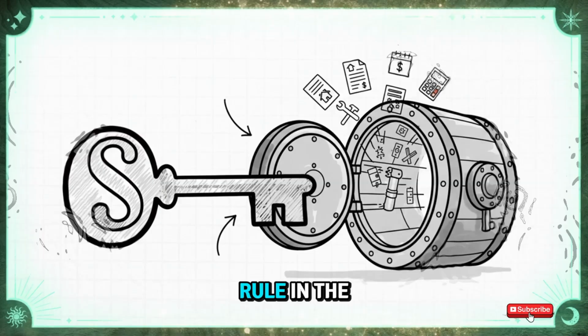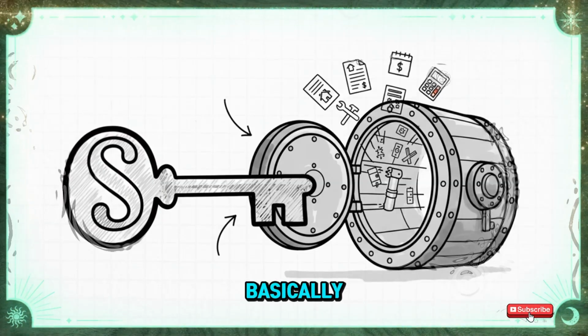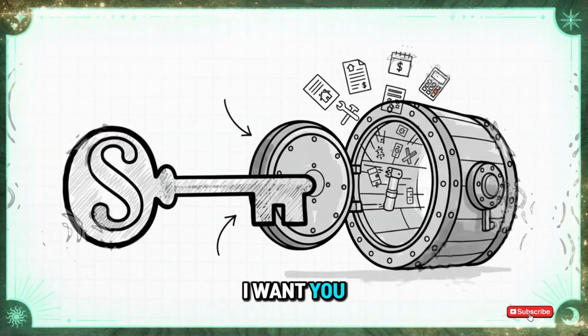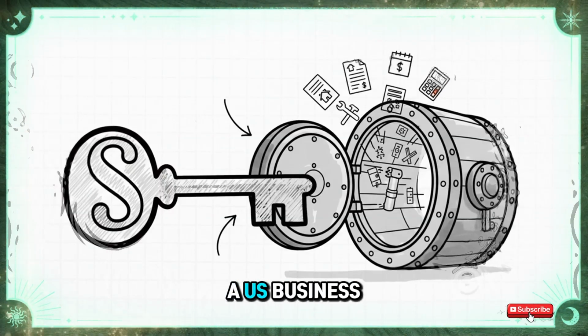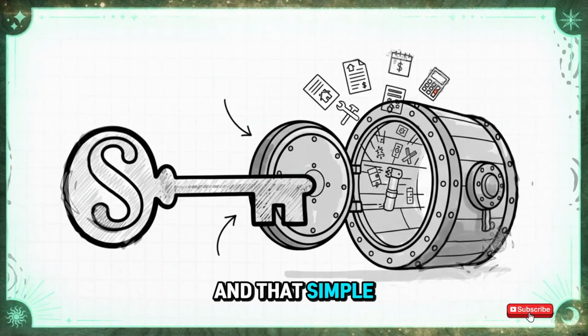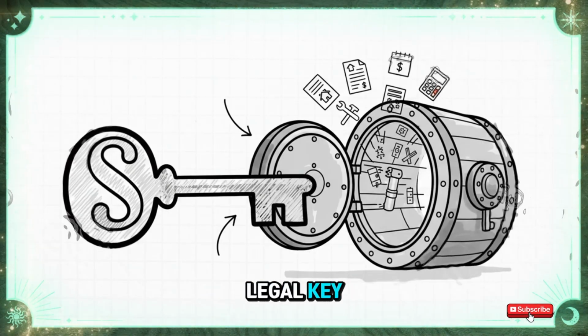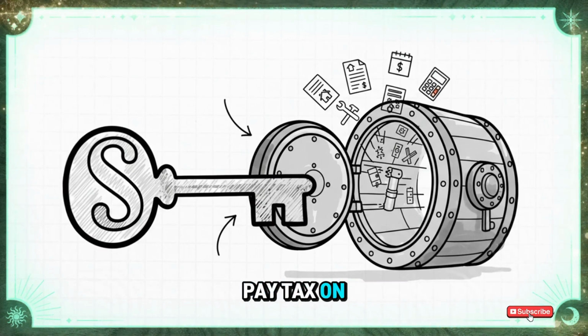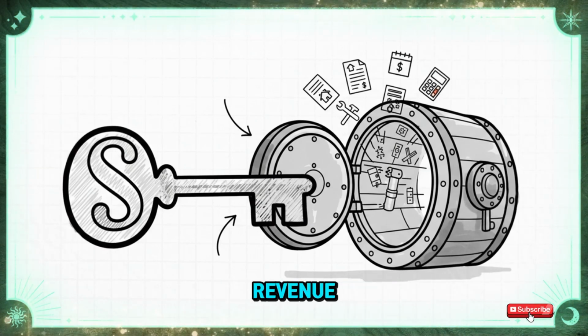It's a specific rule in the tax code that basically lets you raise your hand and tell the IRS, hey, I want you to treat my rental income like a U.S. business. And that simple declaration is the legal key that unlocks all those juicy deductions and lets you pay tax on your profit, not your gross revenue.